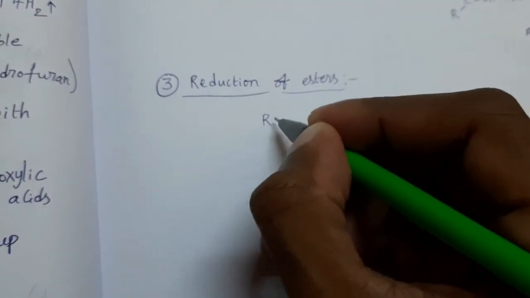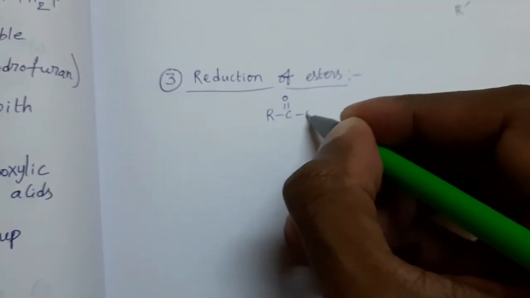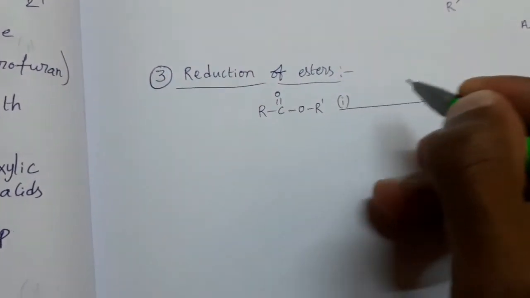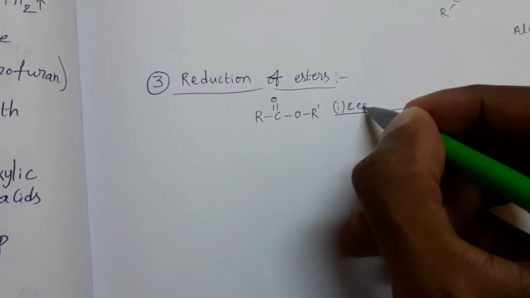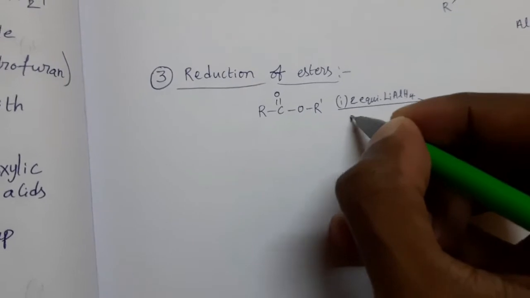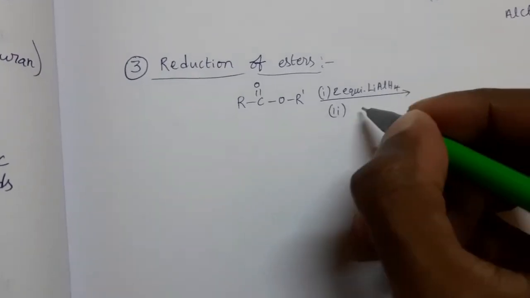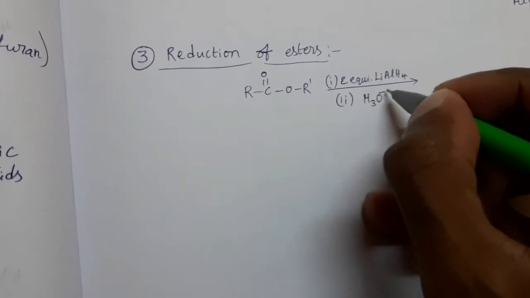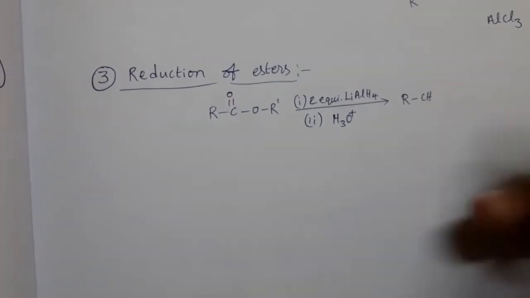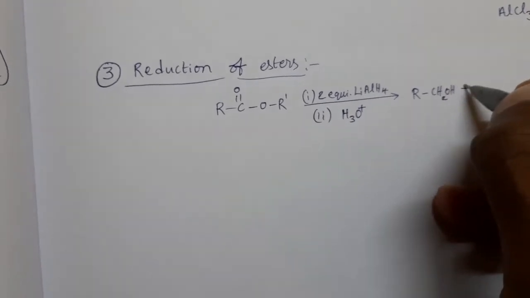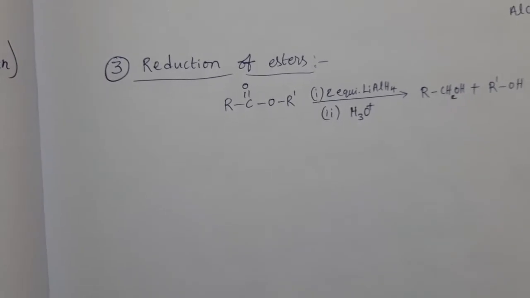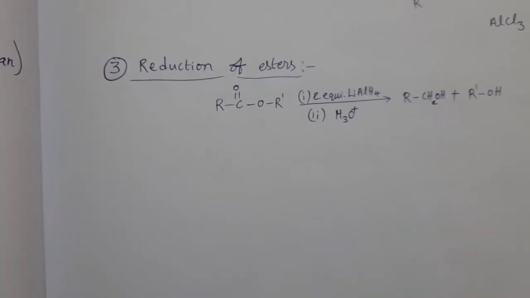The general formula of an ester is RC double bond O R dash. It is reduced with two equivalents of LiAlH4 followed by hydrolysis in presence of dilute acids. Then we can get primary alcohols, RCH2OH plus R dash OH. Okay. Now see the mechanism for this reaction.